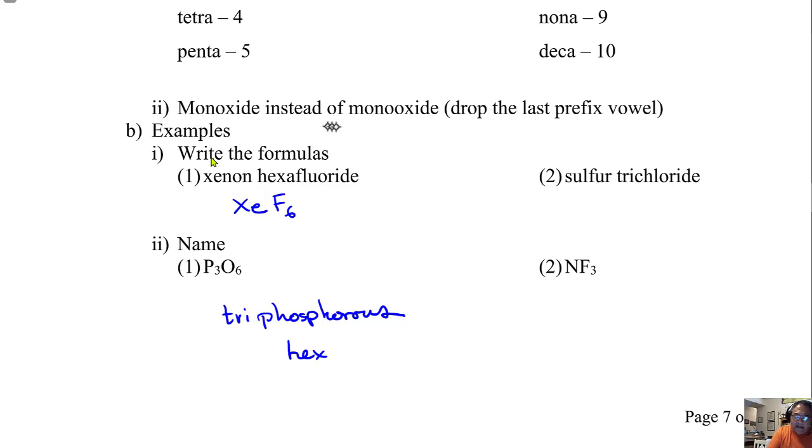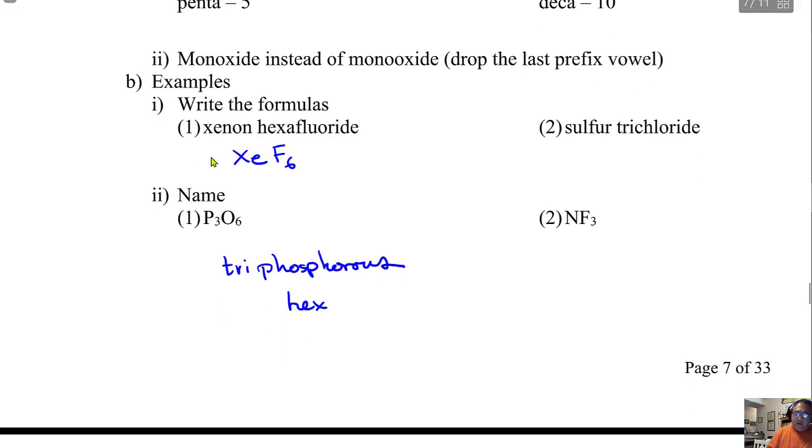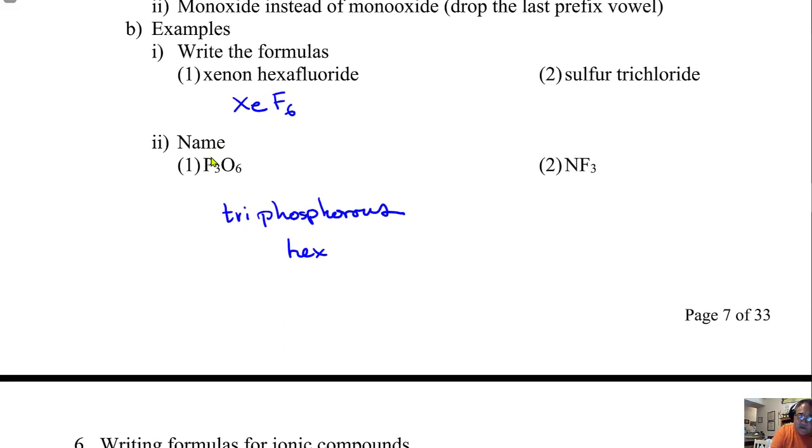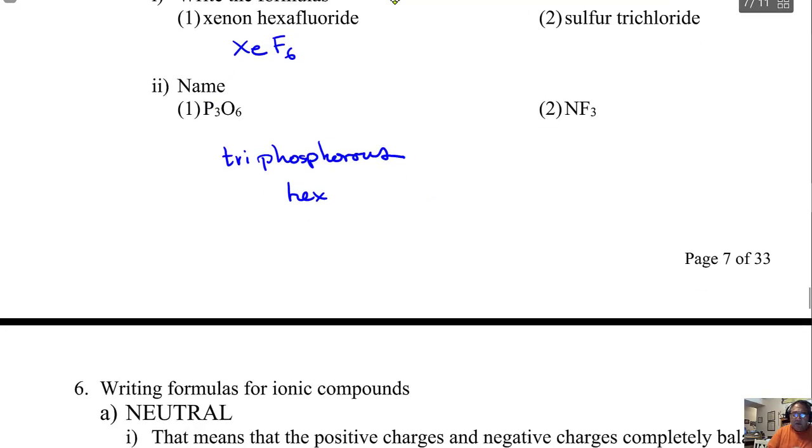For monoxide instead of monoxide, I don't know how you would say that, right? You drop the last prefix vowel. So if you have 2 vowels together, if you have this, you're going to drop this. So this is 6 oxygens, so that would be hexa. But because oxygen starts with a vowel and hexa ends with the vowel, we get rid of the A and we just say hexoxide. Okay?